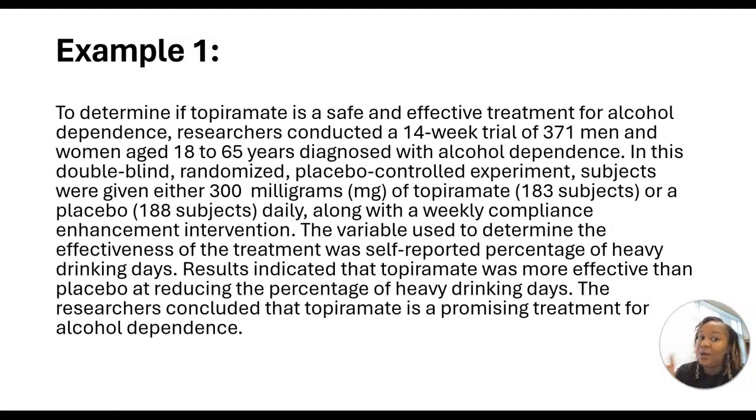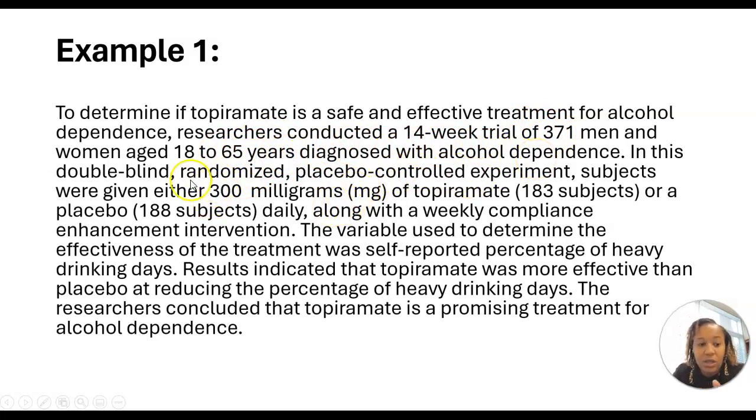All right. So we got a lot going on here. This is long. But basically, we're going to start up here. There is a drug called topiramate that is supposedly safe and effective for treatment of alcohol dependence. All right. So the researchers studied 371 men and women between the ages of 18 and 65 who have been diagnosed with alcohol dependence.